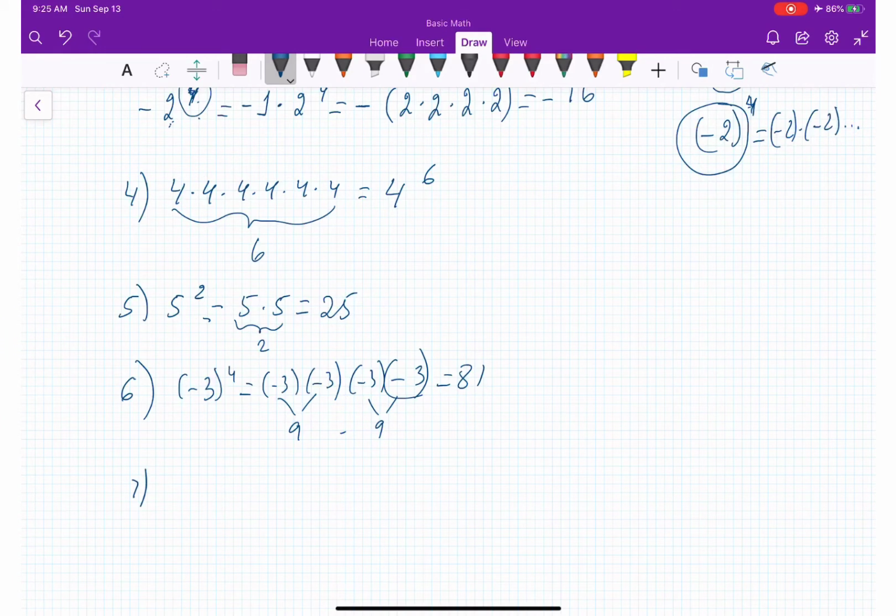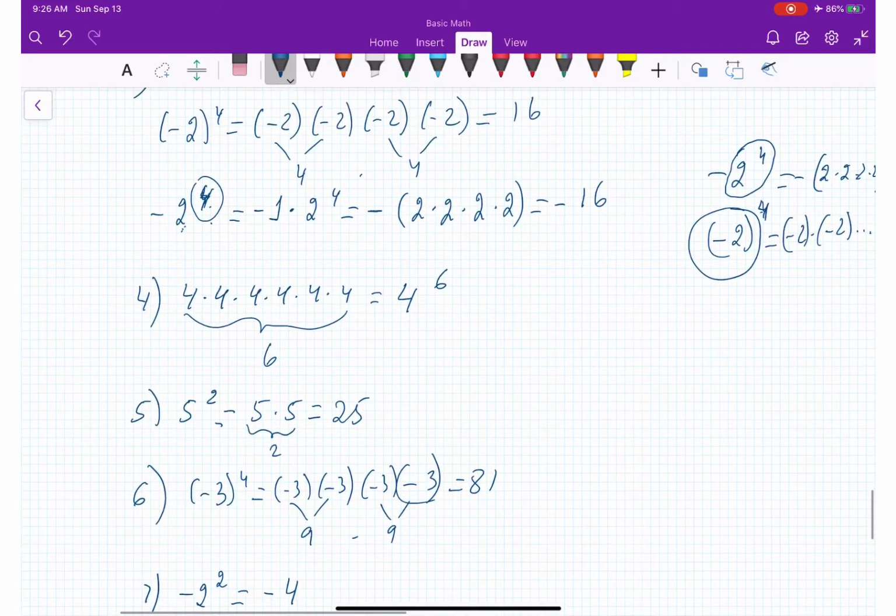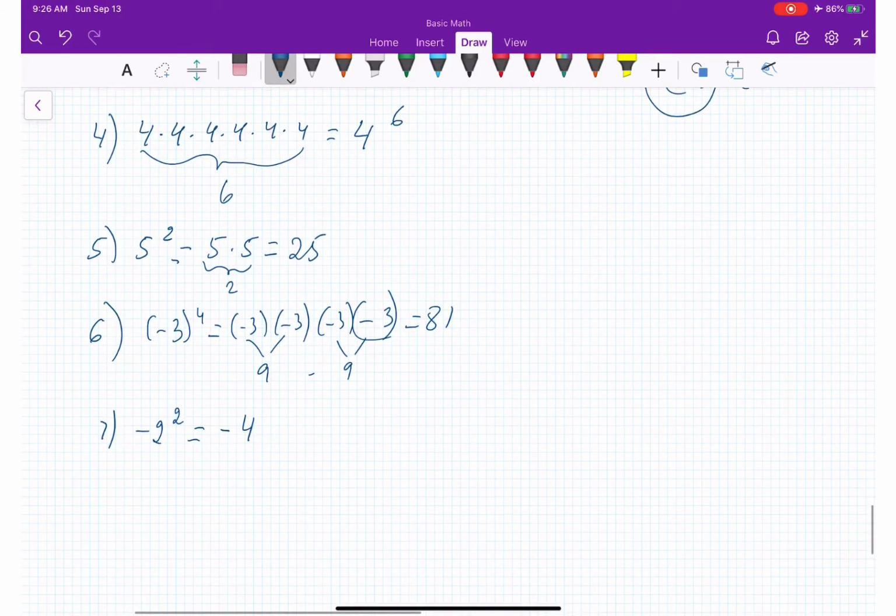Question number 7. Negative 2 to power 2. It's going to be negative 4, right? We already went over. Okay. 8. 3 over 5 squared. When you are squaring a fraction or raising to power any fraction, that means you have to raise separately numerator, separately denominator. So 3 squared is going to be 9, 5 squared is going to be 25.